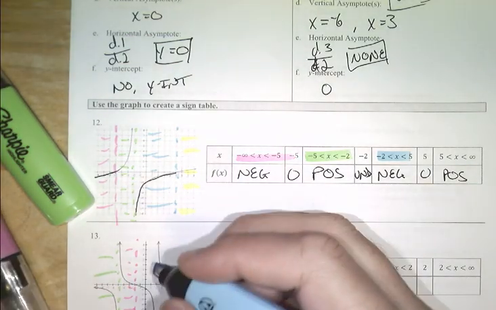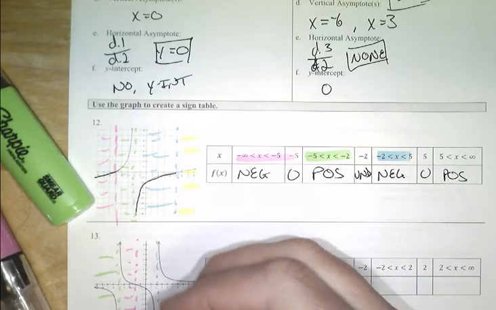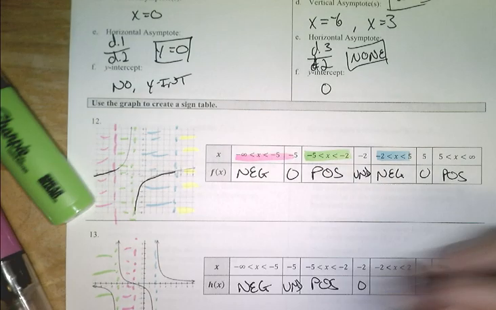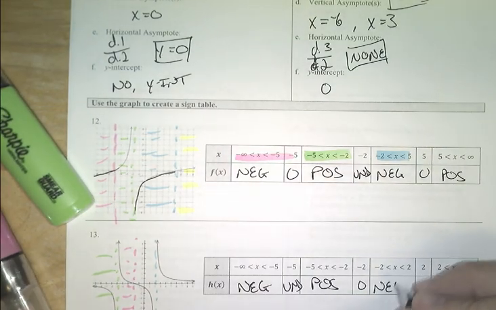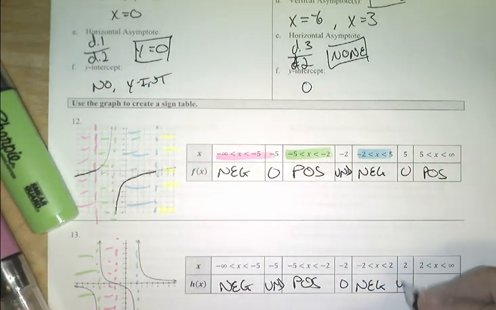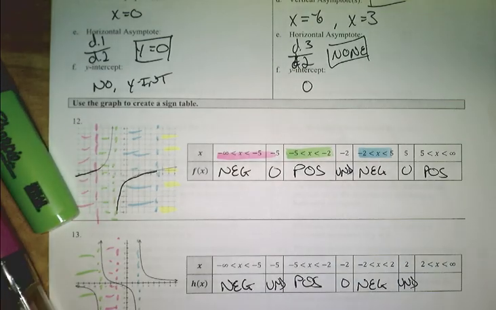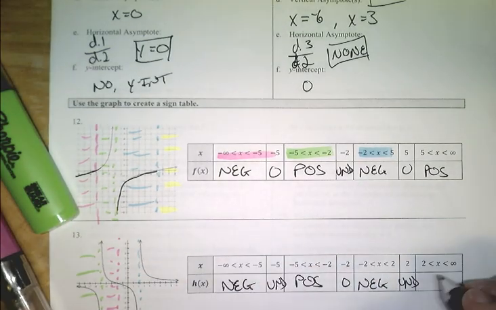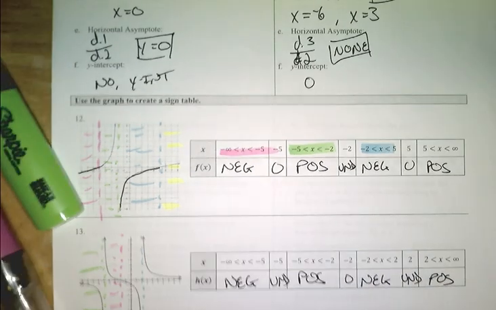Negative 2 to positive 2, that's right here. That's another vertical asymptote, and all of that is negative underneath it. The vertical asymptote is undefined. And then finally, this last section is all above the x-axis, so we will say positive.